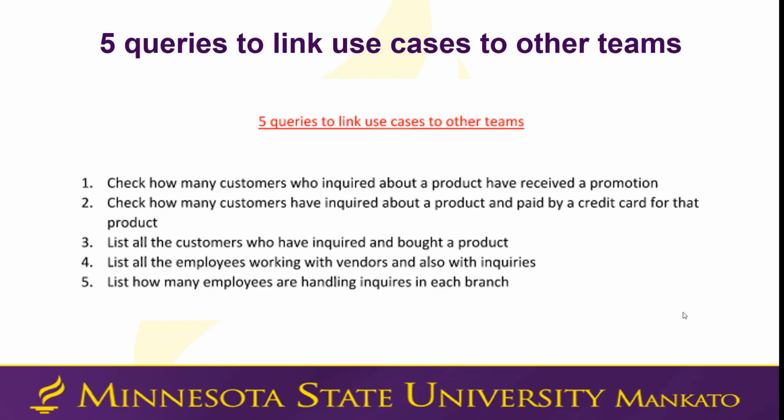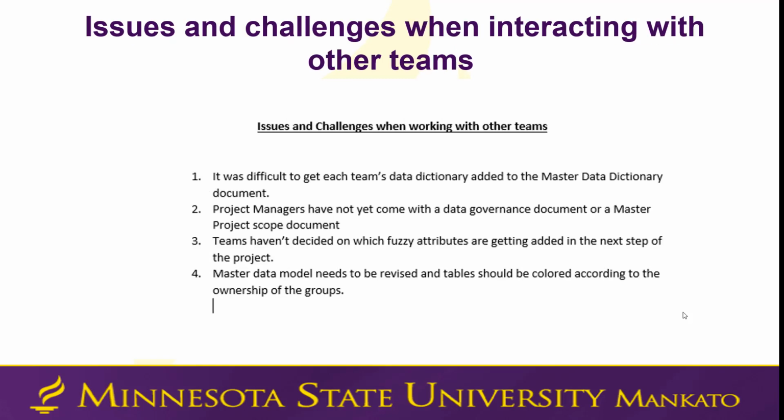The five queries are: check how many customers who inquired about a product have received a promotion; check how many customers have inquired about a product and paid by credit card for that product; list all the customers who have inquired and bought a product; list all the employees working with vendors and with inquiries; and list how many employees are handling inquiries in each branch.